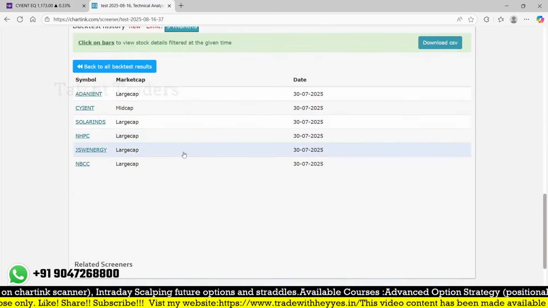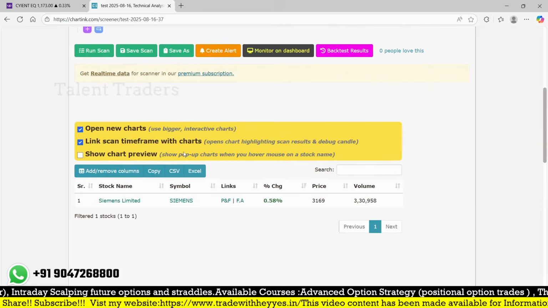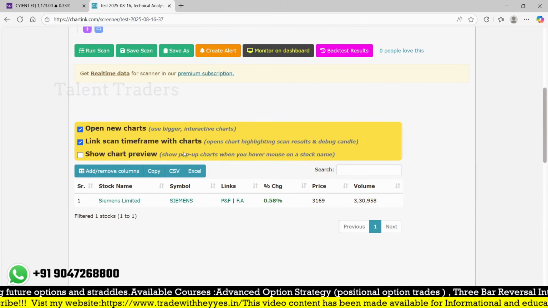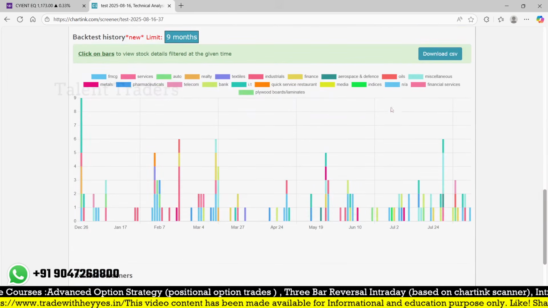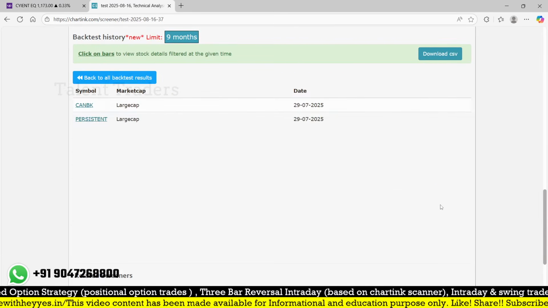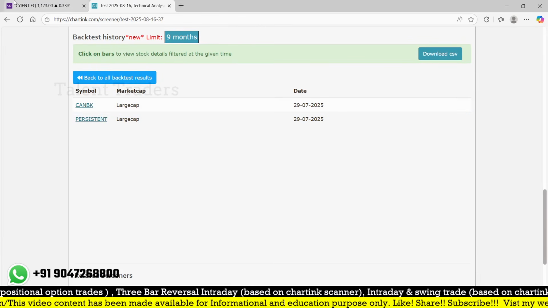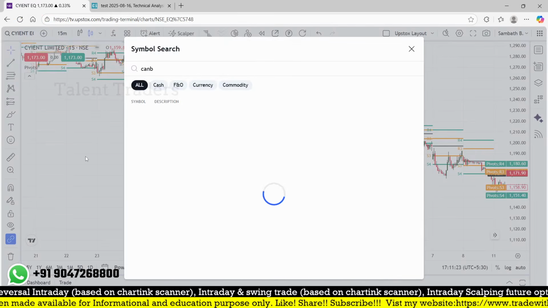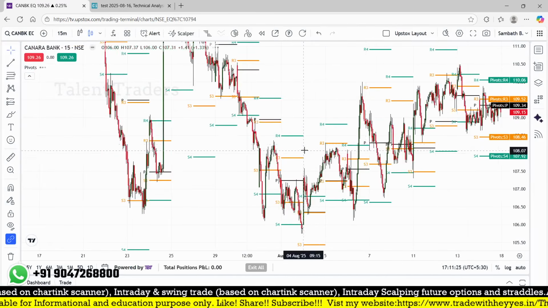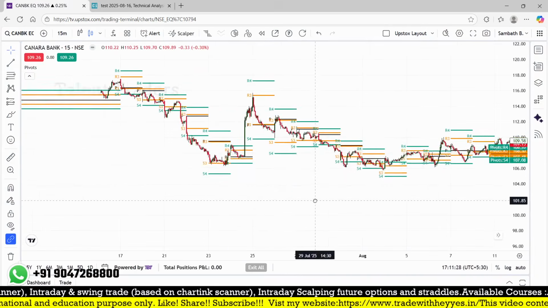So where we can keep a stop loss, maybe at the reversal of the opposite level, either R4 or S4. So you can develop a strategy. This video is purely for scanner and screener purposes only. We are not giving any stock recommendations here. And Canara Bank, which forms the pattern, and 1 day before, let me see. Maybe you can check how it works.